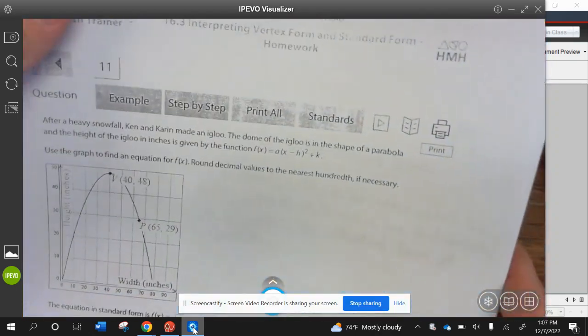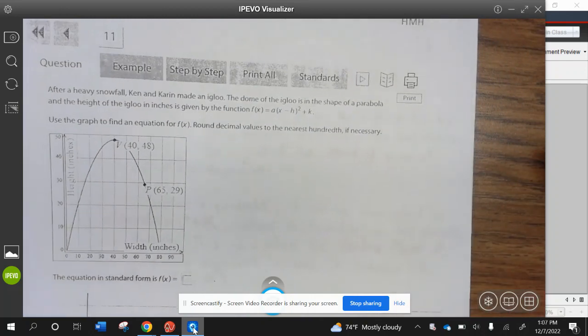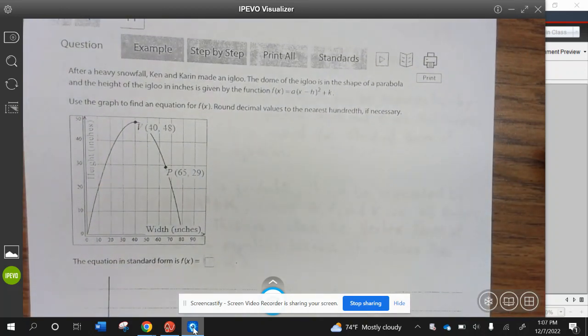All right, last example. After a heavy snowfall, Ken and Irene made an eagle. The dome of the eagle is in the shape of a parabola, and the height of the eagle in inches is given by the function f of x equals a parentheses x minus h squared plus k. Use the graph to find an equation for f of x. Round the decimal places to the nearest hundredths.